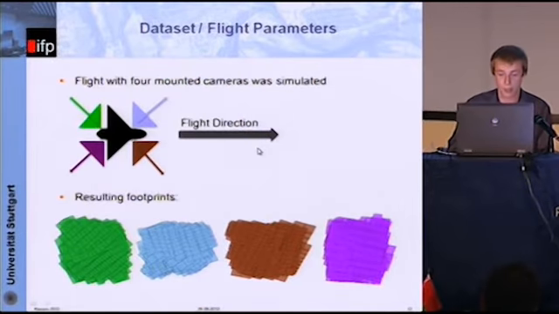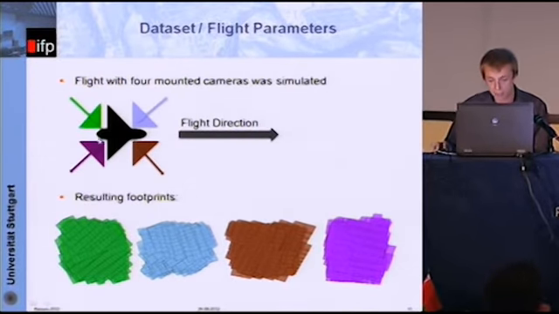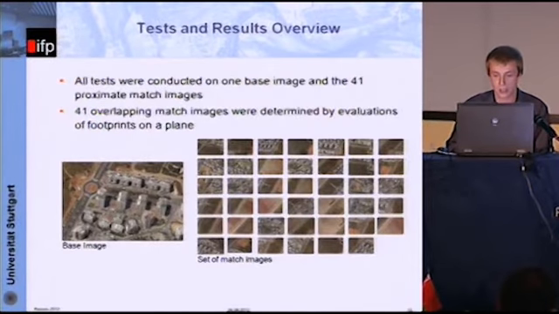Okay, so the flight, I try to make an airplane here. This is the flight direction. Flight was simulated with 4 mounted cameras, looking at 45 degrees, 135 degrees, minus 45, and minus 135. And this will give you some footprints which are trapezoids. Just some visualization here.